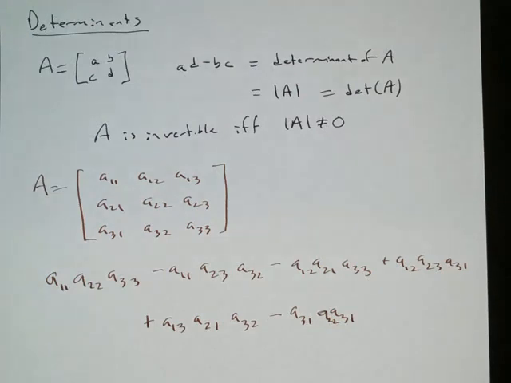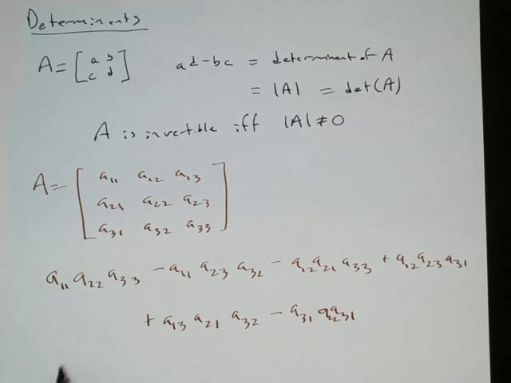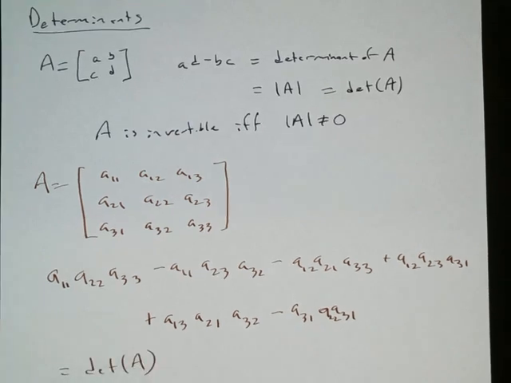Now, I must tell you, I hate this expression. White hot passion of 1,000 suns. I hate this. But look at this. That one number determines everything I want to know about whether or not this matrix is invertible. This is my expression for the determinant of that 3 by 3 matrix.